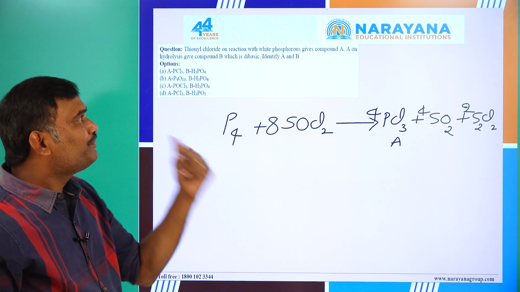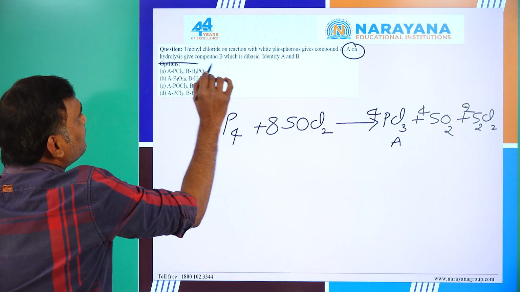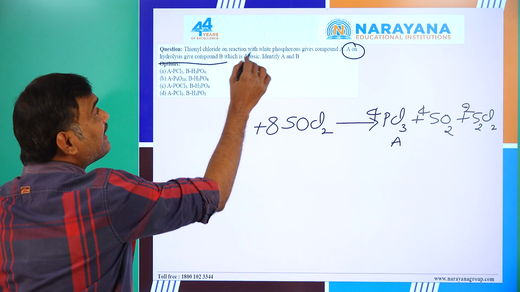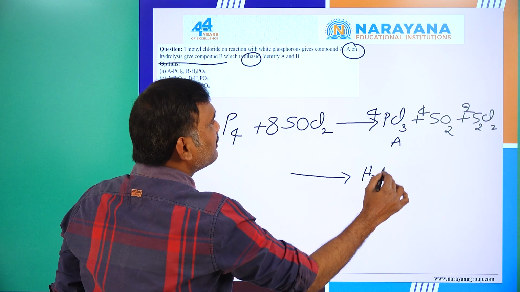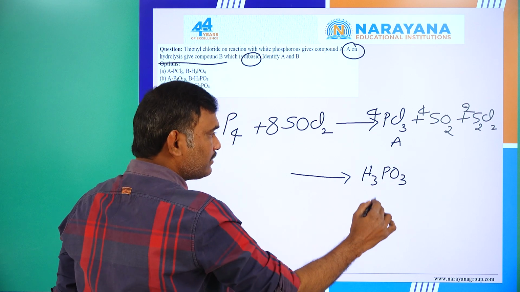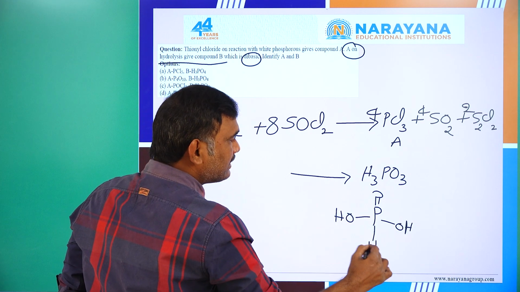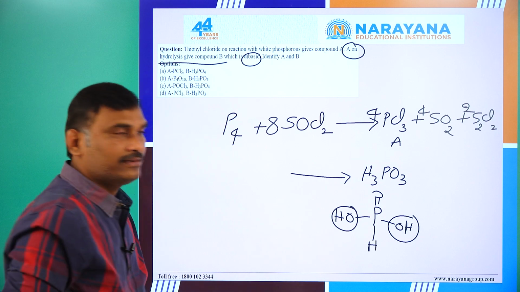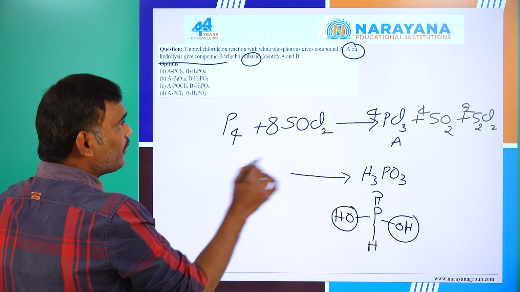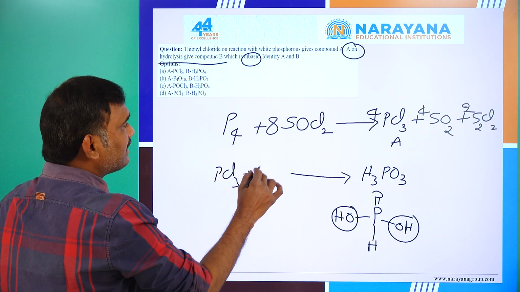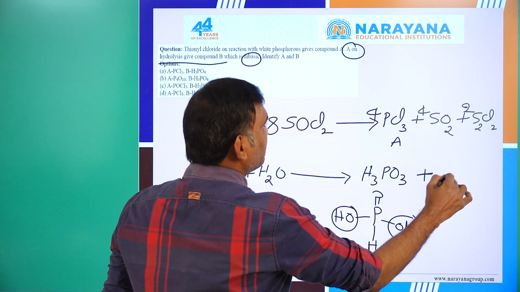Here there is a chance or easiness in the question. A on hydrolysis gives a compound B, which is a dibasic acid. A dibasic acid with phosphorus should be H3PO3, since in H3PO3 only 2 hydrogens are removable. Yes or no? Therefore PCl3 on hydrolysis produces H3PO3 plus HCl.